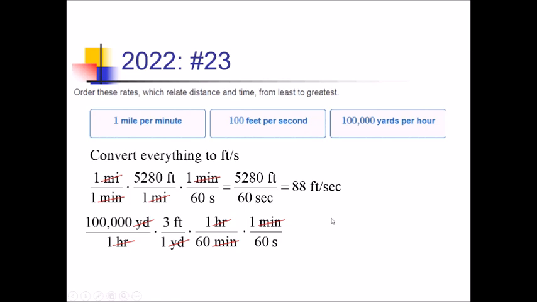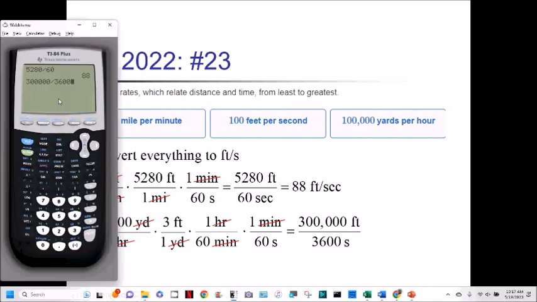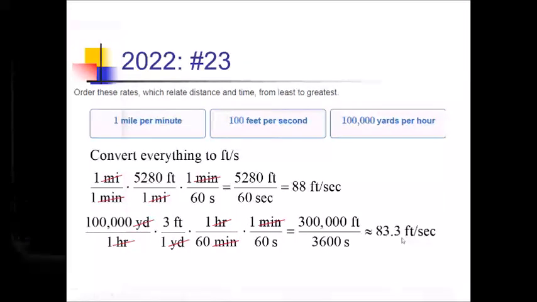Multiplying everything through here, I'm going to have 300,000 yards up top and 3,600 seconds down below, or 300,000 feet, I should say, because the yards have been canceled. Only the feet is not crossed off there. And then the seconds are below. So I'm going to run this on the calculator as well, because I have no idea what that is. So 300,000 divided by 3,600 comes out to roughly 83.3 feet per second.